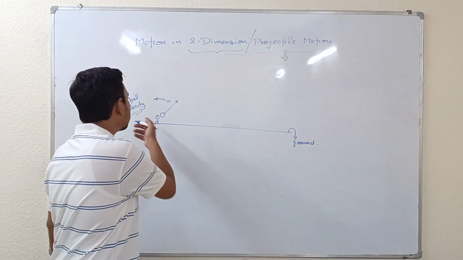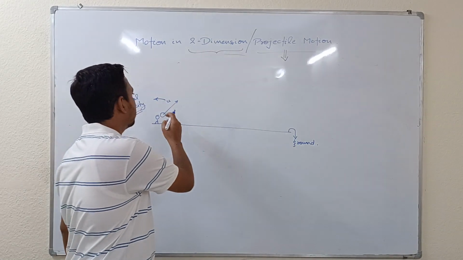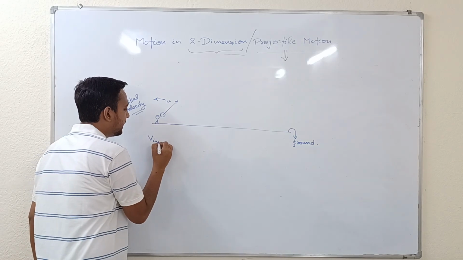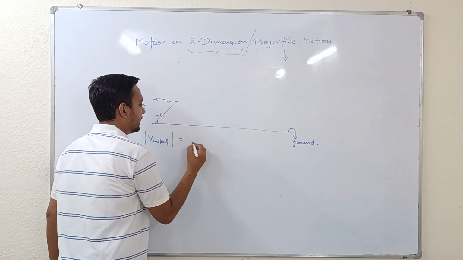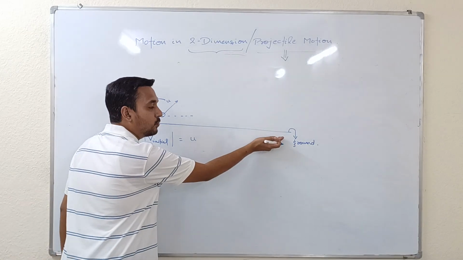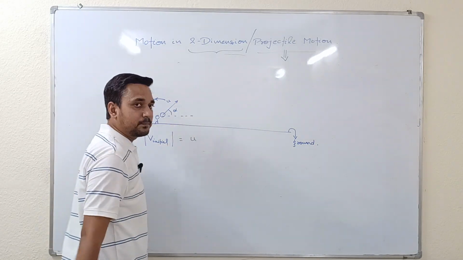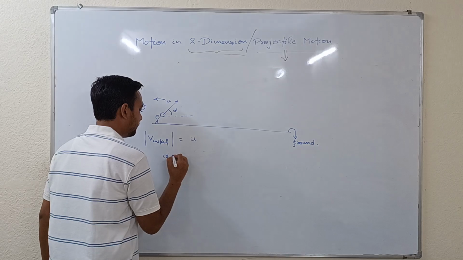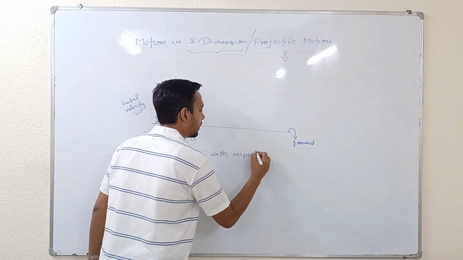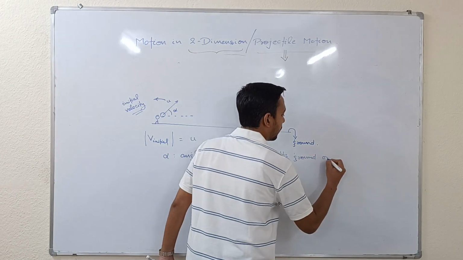Since this is a velocity, it is a vector, so we should specify some direction of this velocity vector. The magnitude of the initial velocity I am taking as u. What will be the direction? Let's say with respect to this horizontal ground, the direction of velocity is alpha. So alpha is the angle with respect to the ground or horizontal axis.